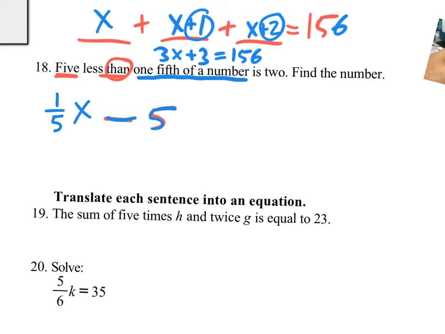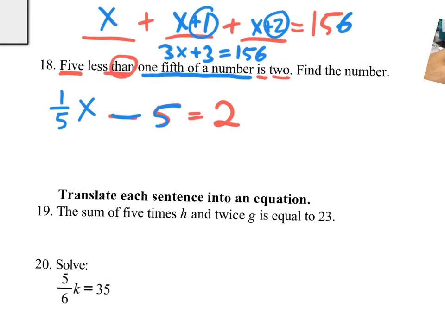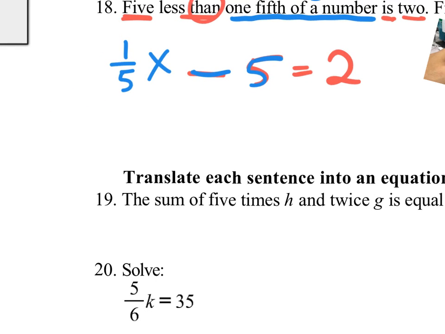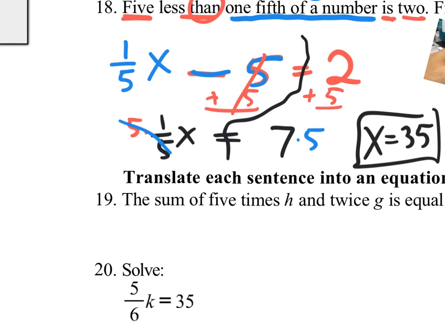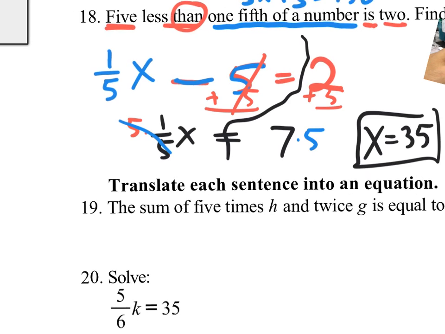Then what does it say? It says is 2. Is means equals 2. So this is the equation that we're solving, guys: 1/5 x minus 5 is 2. I'm going to solve this by adding 5. You're going to have 1/5 x equals 7. Sorry, my wall went crooked right here. So 1/5 x equals 7. How do I get rid of the fraction 1/5? I multiply by 5, it cancels. I end up with x equaling 35. That's my answer for that word problem.